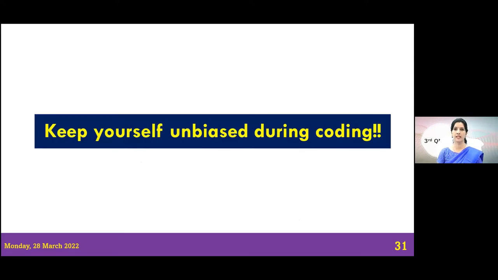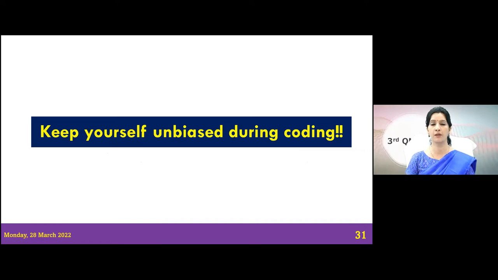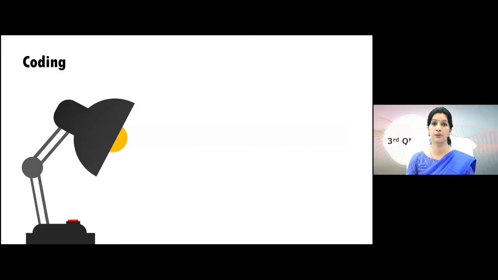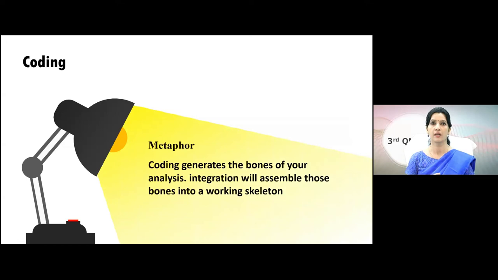So the main thing is that you have to try to keep your biases aside. I'm not saying that you will always be able to do that, because we have our own biases. But try to keep yourself unbiased during the coding process, because that will help you in coming up with a very neutral theme. Now again, explaining the coding and carrying that forward. So one metaphor.